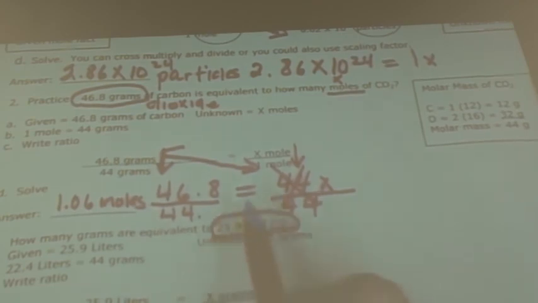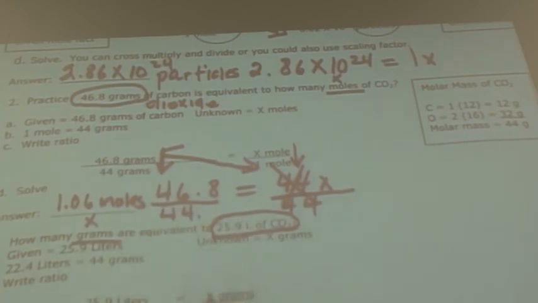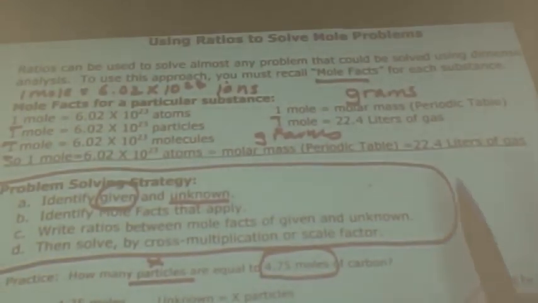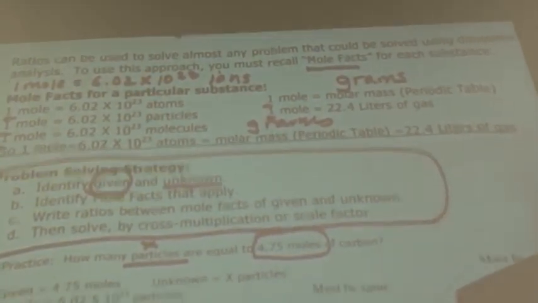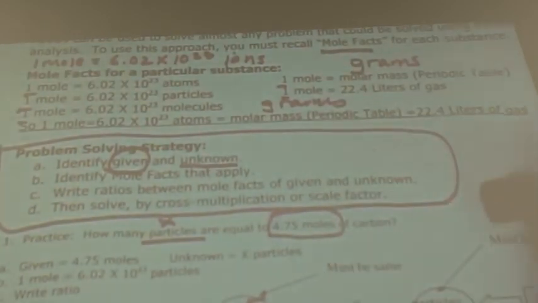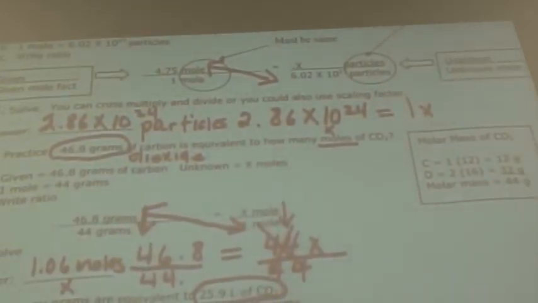Last one. How many grams are equivalent to 25.9 liters of CO2? Here is my given. Here is my unknown, given on top, unknown on the top next to it. My units must carry down, liters over liters, grams over grams. Go finding some numbers. I'm looking up here for liters. There it is, 22.4 liters. My grams from the periodic table, I've already done this math. Here it is right here.